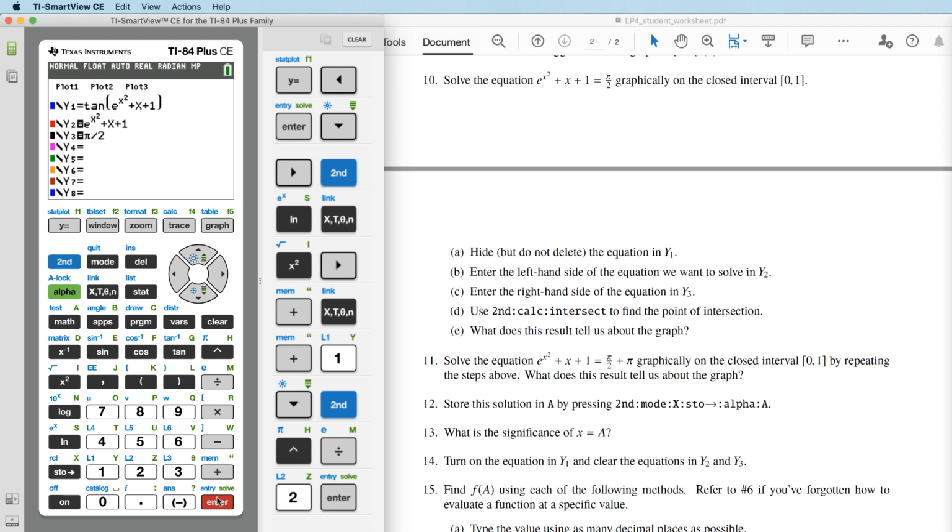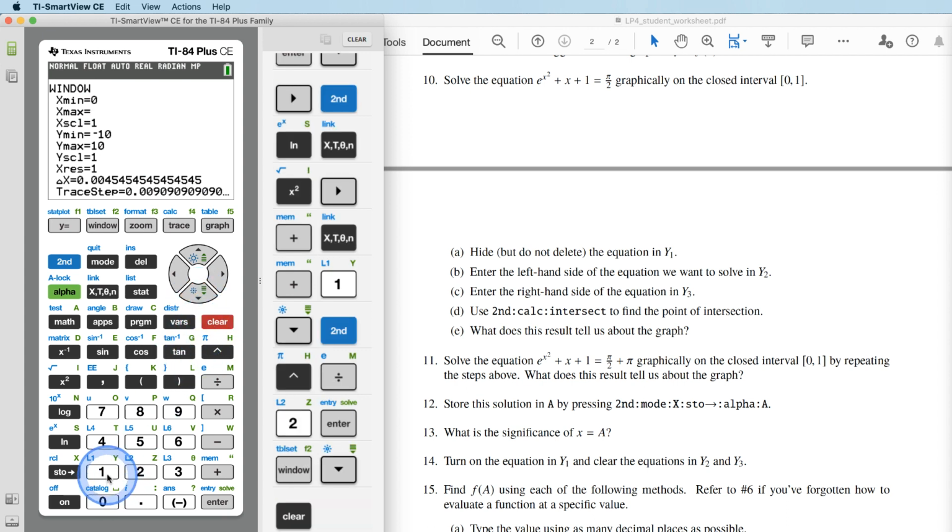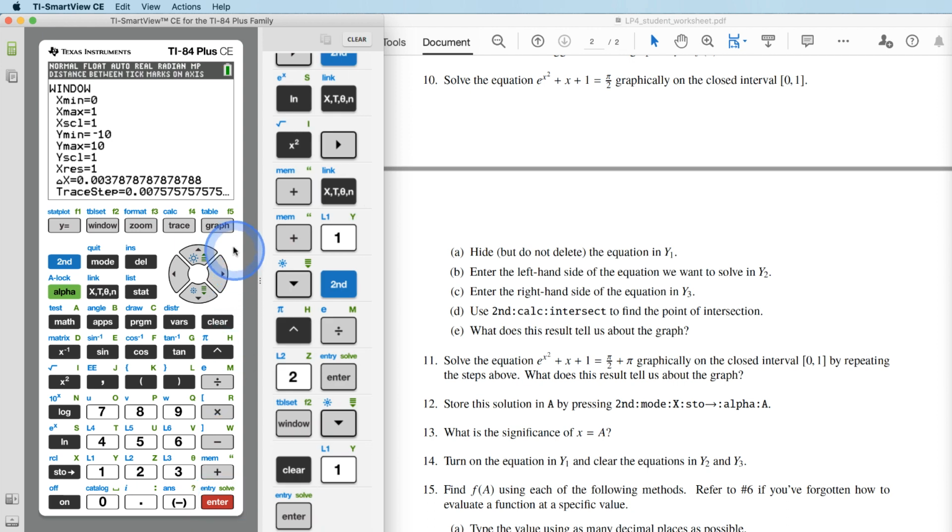Now it's asking us to solve on the interval from 0 to 1. So I'm going to go back into my Window settings, and I can change it instead of 0 to 1.2, change it from 0 to 1, or you could leave it 1.2, but just don't use any points of intersection that are more than 1. So I think it's safer to go ahead and change the window. I'm going to clear that and just change it to a 1, press enter.